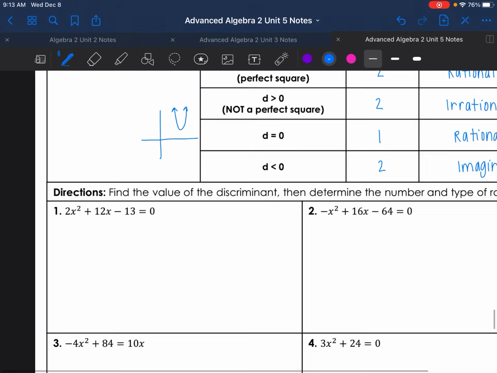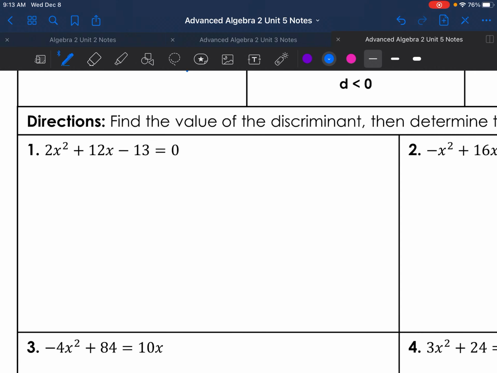So we have a few examples here. So what is your A value? 2. Your B value? 12. And your C value? Negative 13. So my discriminant, we do our B squared. So 12 squared minus 4 times my A, which is 2, times C, which is negative 13.